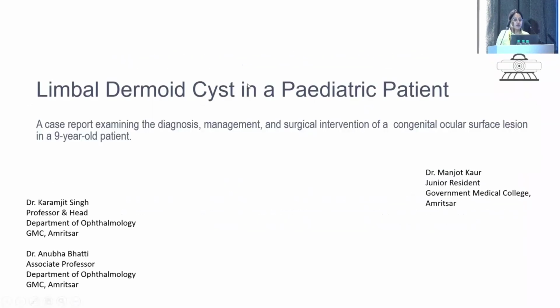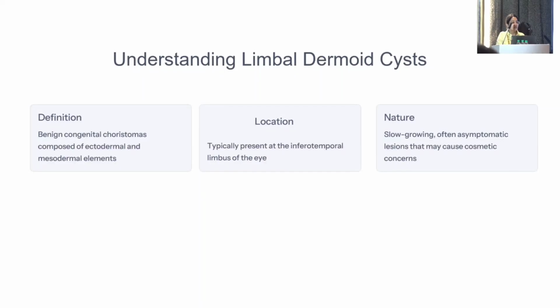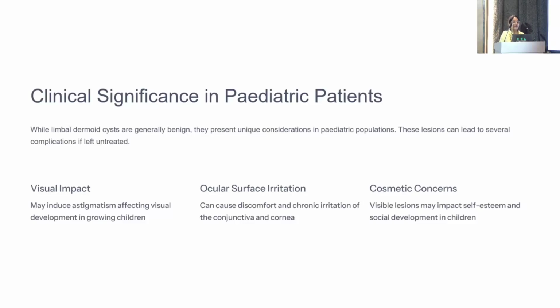Everyone. Today's topic is limbal dermoid cyst in a pediatric patient, a case report examining diagnosis, management, and surgical intervention of a congenital ocular surface lesion in a 9-year-old patient. It is a benign congenital choristoma composed of ectodermal and mesodermal elements, typically present at the inferotemporal limbus, and it is slow-growing, non-progressive. Clinical significance in pediatric patients: it affects the vision, like it induces astigmatism, it causes surface irritation, and may be of cosmetic concern.